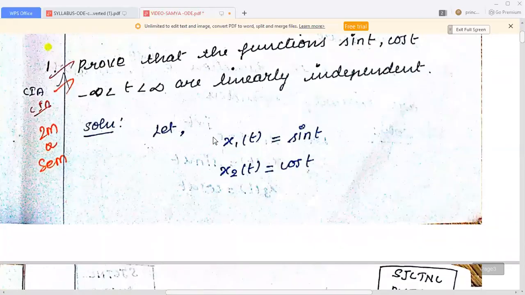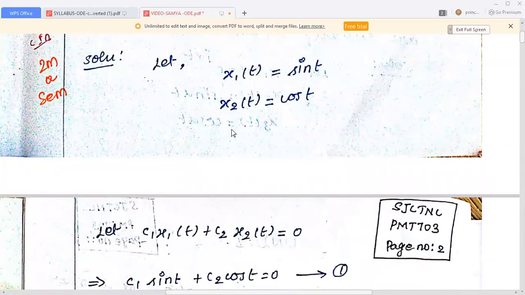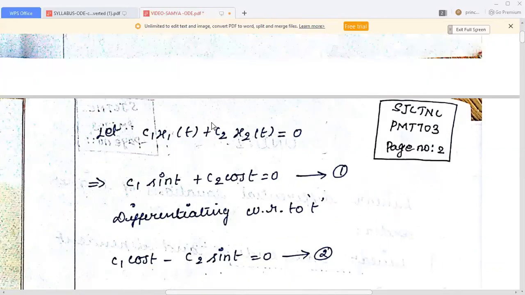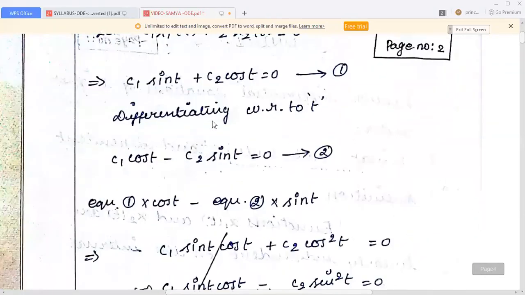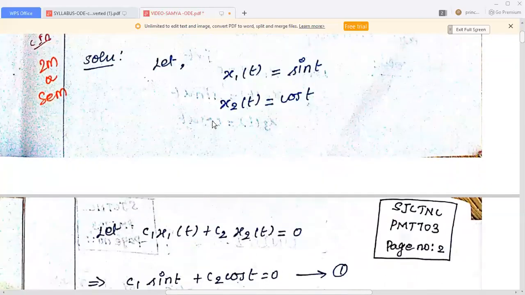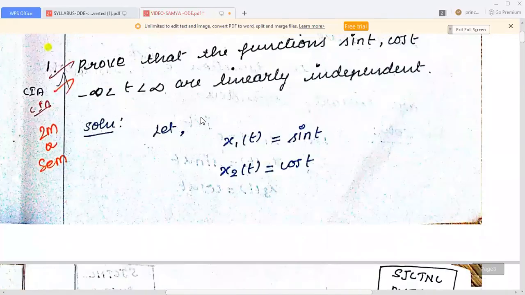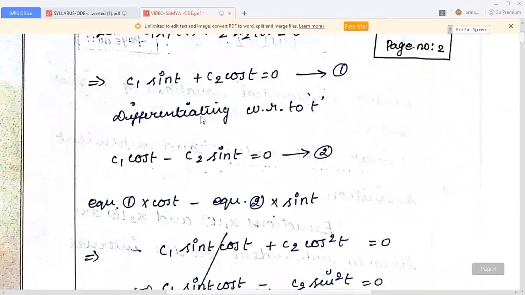So in this linear combination, there are two functions. So we can differentiate the linear combination with respect to t at most one time. So if there are three functions in the linear combination, we can differentiate two times. If there are four functions in the linear combination, we can differentiate three times.